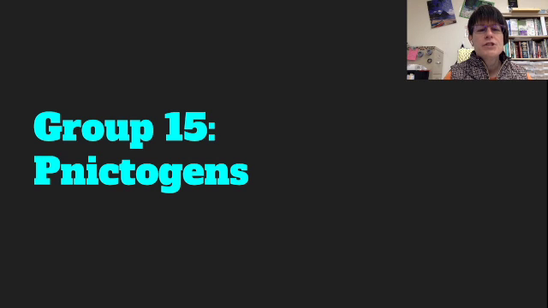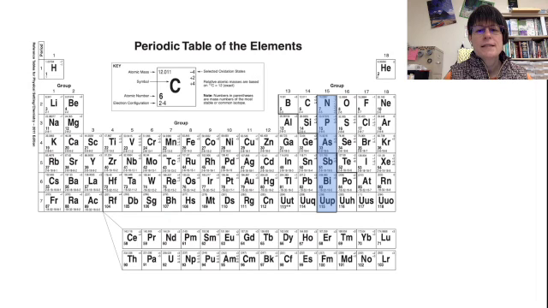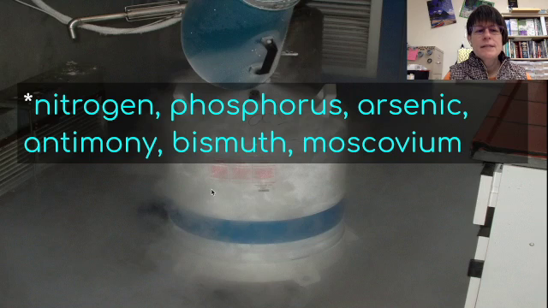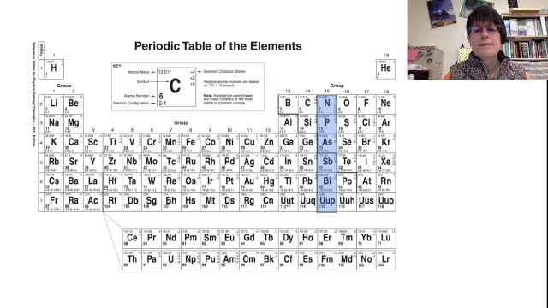Group 15, the pnictogens, with nitrogen at the top, right here. The elements in this group are nitrogen, phosphorus, arsenic, antimony, bismuth, and moscovium. This is a very varied group because we see a gas at the top and we see solids with varying properties as we go down, because we have gases, nonmetals, metalloids, and we also have metals in this group. So a very varied group.